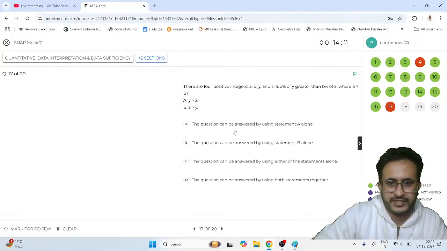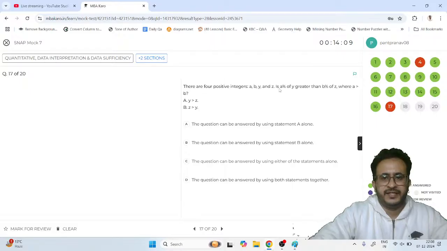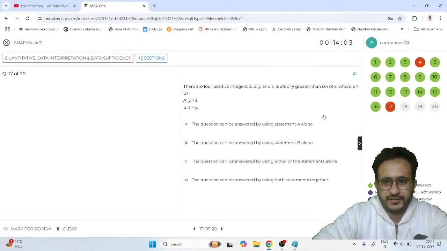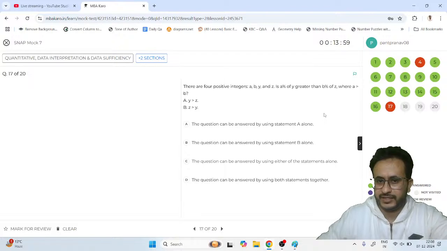There are four positive integers a, b, y, z. If a% of y is greater than b% of z, where a is greater than, okay, so it should be whether a is greater than b. So we need to tell that a is greater than b.